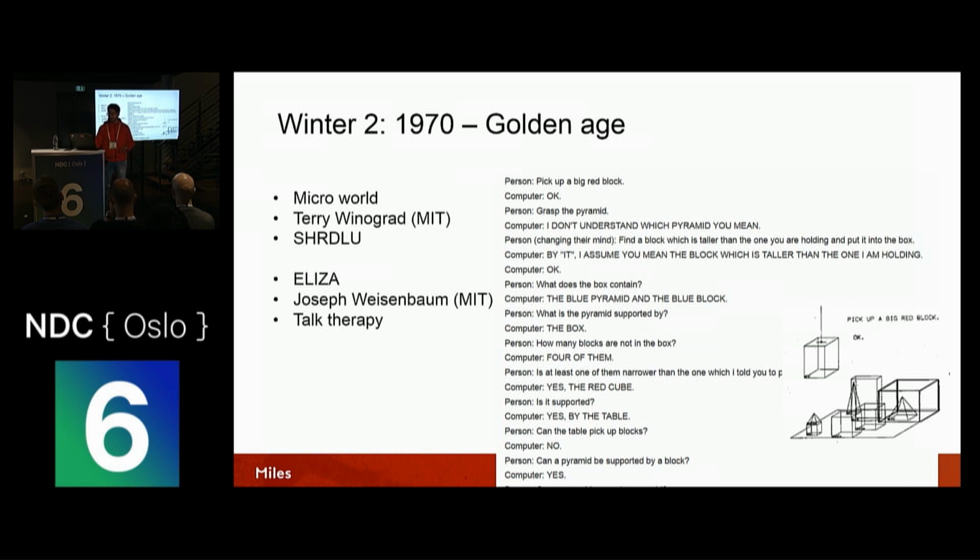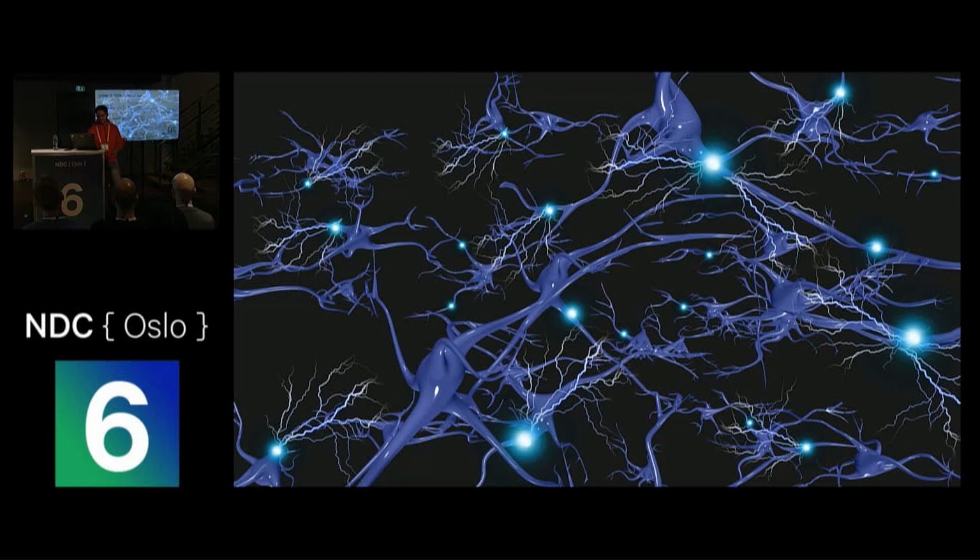So the government in the UK said that AI has utterly failed to achieve any of its grandiose objectives. So that was the second AI winter. And this continued on in the 80s with more AI winters. But now the question is, how can AI be popular these days? And the answer to that is deep learning.